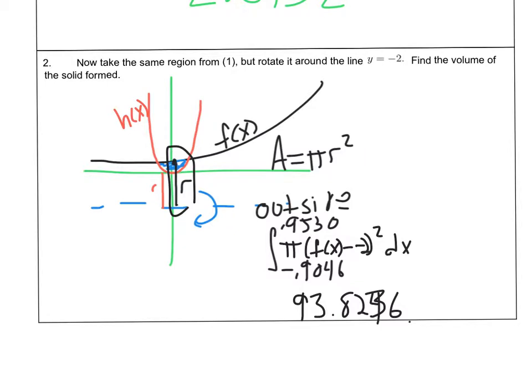And then I'm going to do the same thing for the other function. So this is going to be the red function, and this is the radius that we're cutting out. So we were doing the same interval, so negative 0.9046 to 0.9530. And this is going to be h of x minus negative 2 dx.